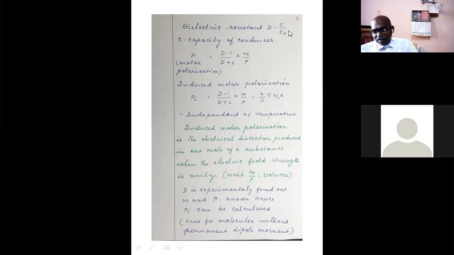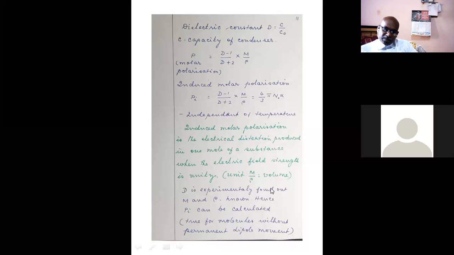Now what is the capacitance? That is C0. The ratio between C and C0 is the dielectric constant D. So this is how the dielectric constant D is experimentally found out. And the mass, you know what is the mass of the substance. Rho, you know the density of the substance. Therefore, when you know the dielectric constant, the mass and rho, when everything is known, then Pi, the molar induced polarization, can be calculated.